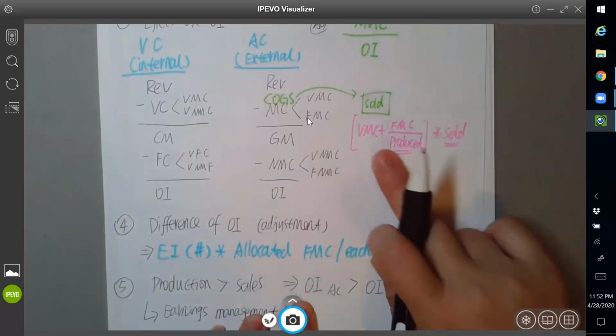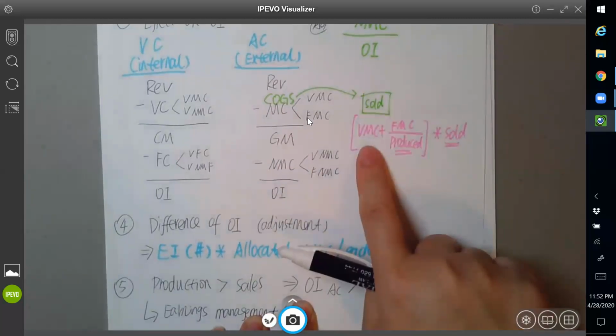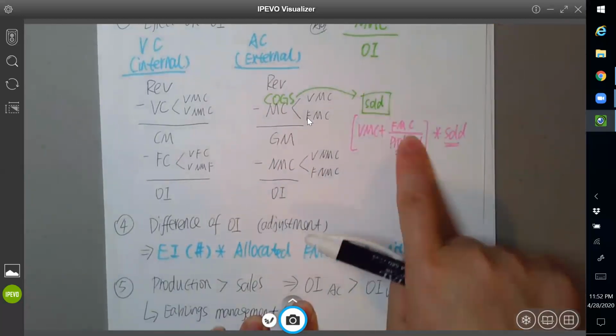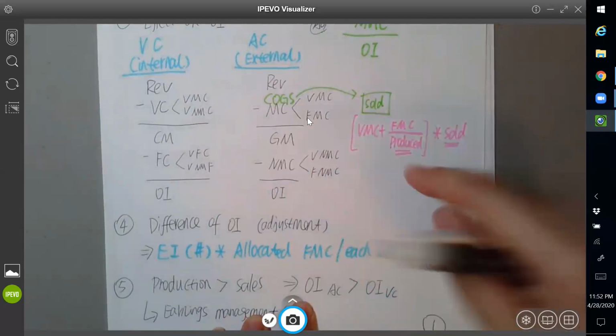I already said fixed cost goes to cost of goods sold only when you sell it. So it's the variable manufacturing cost plus the fixed manufacturing cost per unit, times the units sold.